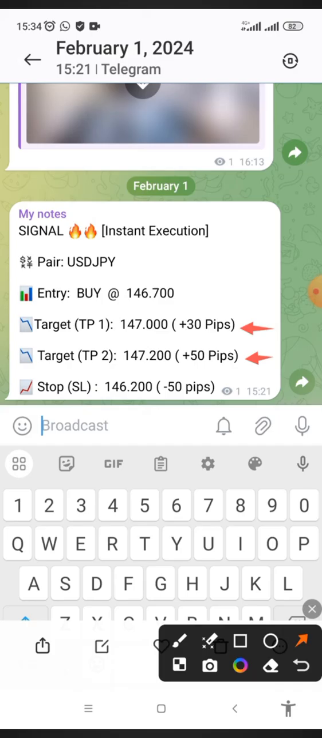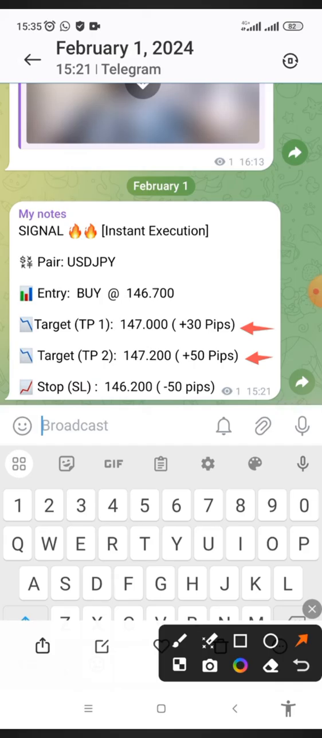TP1 is for those who are looking for smaller pips in the market in the course of the day. Those who are scalpers, traders who want to get profit quick, because 30 pips is not much. So it can easily give you that profit within the shortest possible time. Especially those of you who are intraday traders. You want to close your trade within the day. You don't want your trade to travel into the next day or the third day. Then people like that can choose take profit 1.